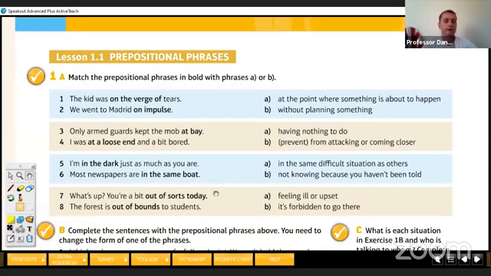The kid was on the verge of tears. A or B, what's the meaning of that? A: at the point where something is about to happen, or B: without planning something. Raise your hand, use the icon here on Zoom, and I'm going to call you to the mic. You can give your answer, or you can use the chat section. I have two participants who have just raised their hands. Let's start with Diana. The kid was on the verge of tears. A or B?